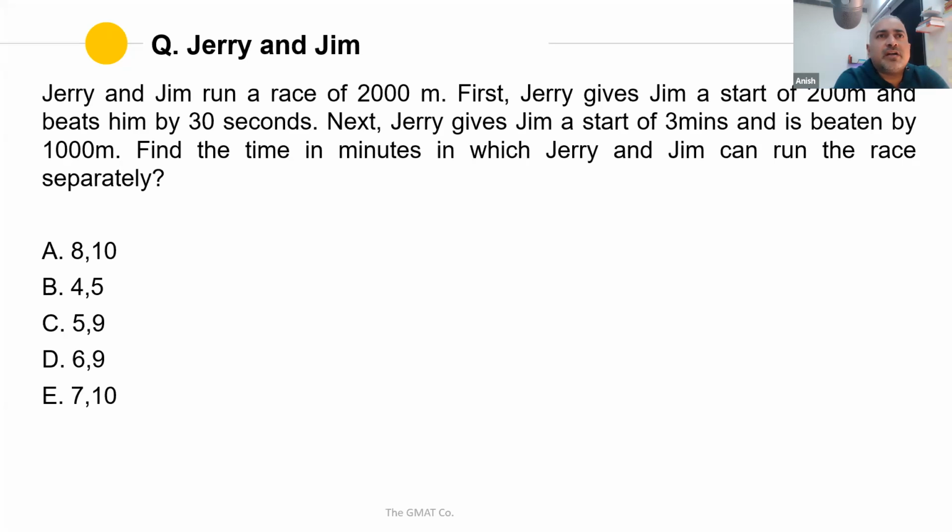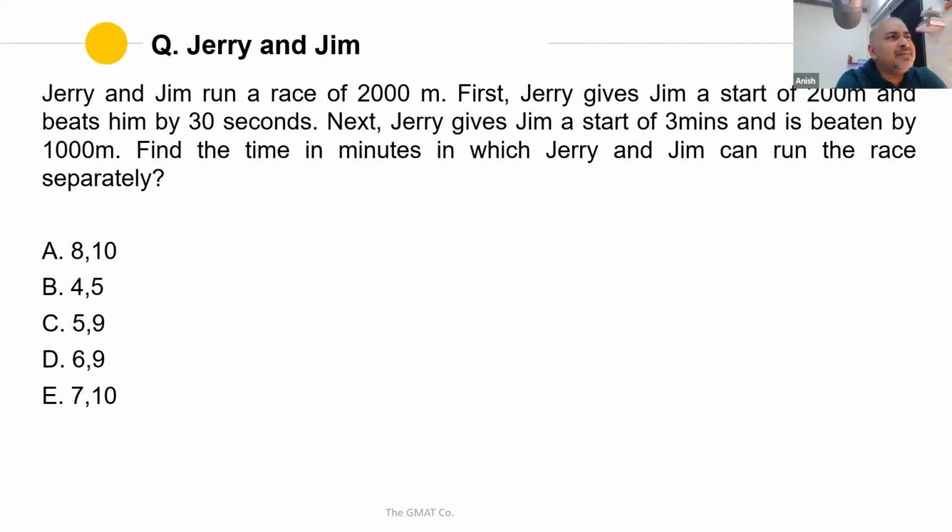Jerry gives Jim a start of 200 meters and beats him by 30 seconds. So who beats whom? What are we given here? And beats him by 30 seconds. So Jerry beats Jim by 30 seconds, right? Despite giving Jim a head start, Jerry still beats him. All right, that's one aspect. Beats him by 30 seconds.